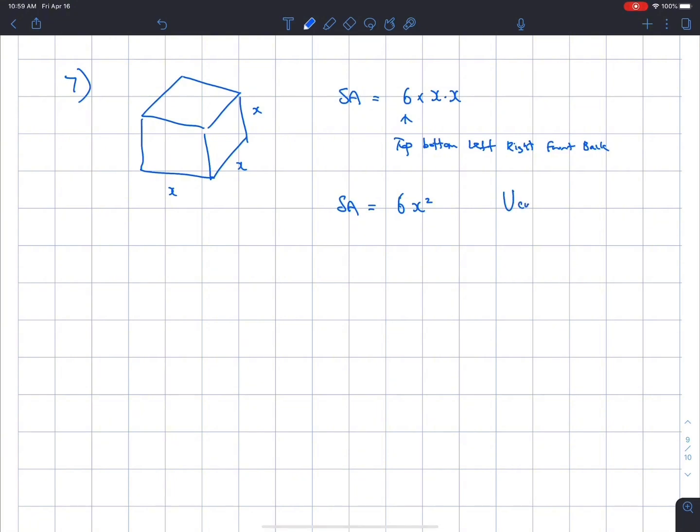And the volume of a cube will just be x times x times x. So the volume of a cube is just x to the power 3.